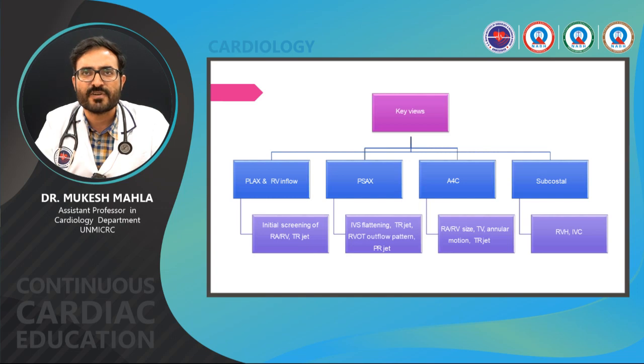Main views to assess RV function or RV dimension are the PLAX view or RV inflow view. In the PLAX view, we usually measure RVOT proximal diameter, while in the RV inflow view, we measure RA-RV size and TR. The parasternal short axis view is a good view for the interventricular septum, TR, RVOT, both proximal and distal, and also for PR assessment. In the apical 4-chamber view, RA-RV size, tricuspid annulus, and TR are measured, while the subcostal view is good for whether right ventricular hypertrophy is present or not, and for IVC size.